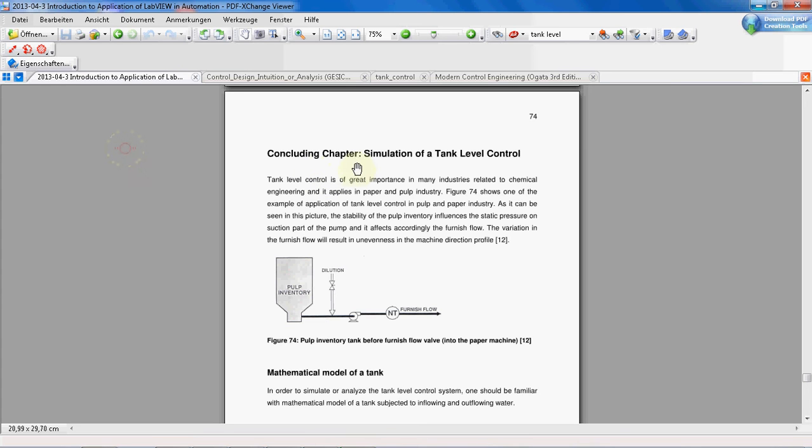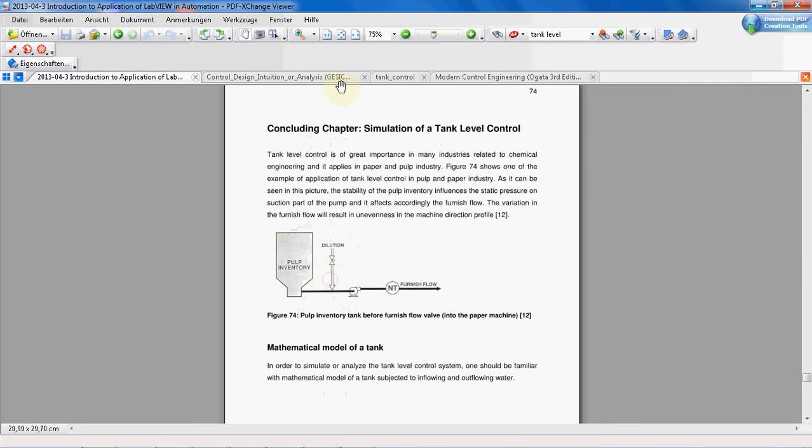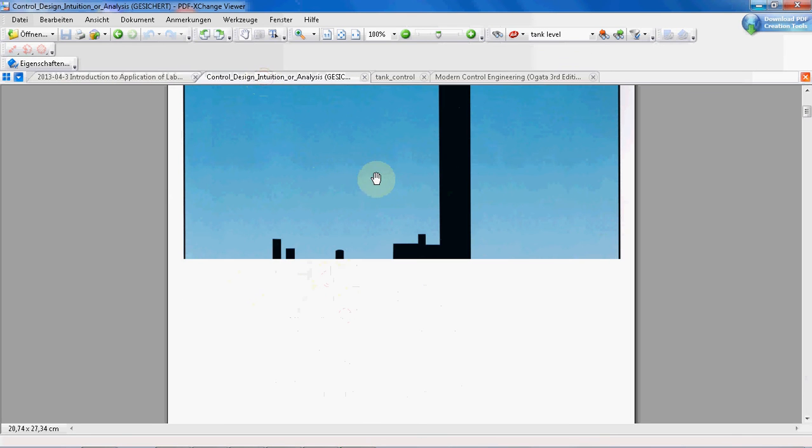In this video, we are going to learn how to simulate a tank level control. Before starting to show you actually how you can make this program, how you can simulate a tank level control, I would like to recommend you to read the following materials. What are these materials? These are actually these articles.